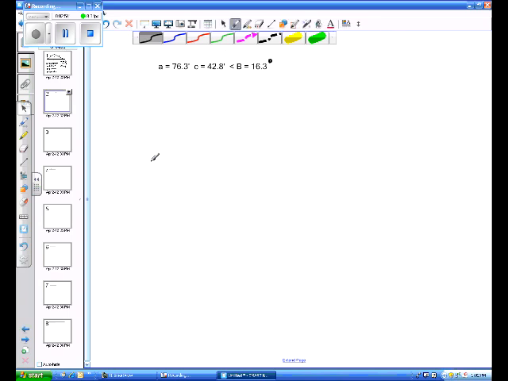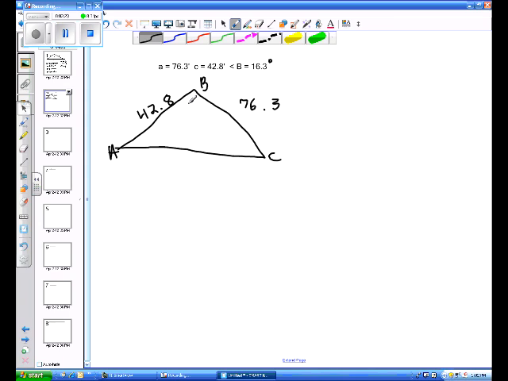So let's look at a problem. Here we have side a, side b, and side c. If we draw a triangle, we have that side a is 76.3. Side c is 42.8. And angle B is 16.3 degrees. So we have two sides and the included angle, so we can find our area.